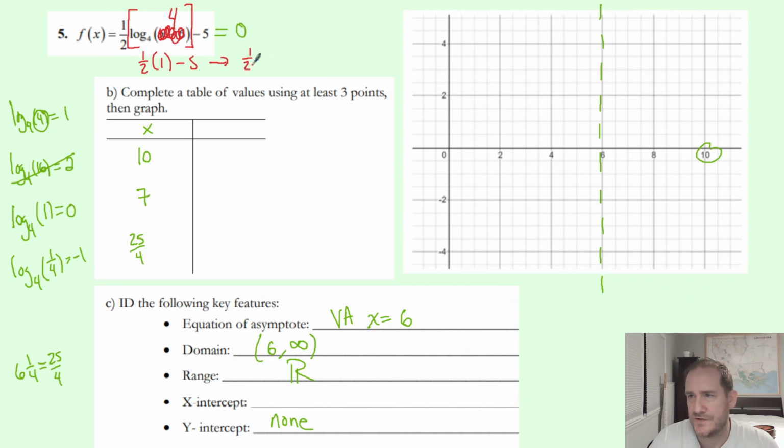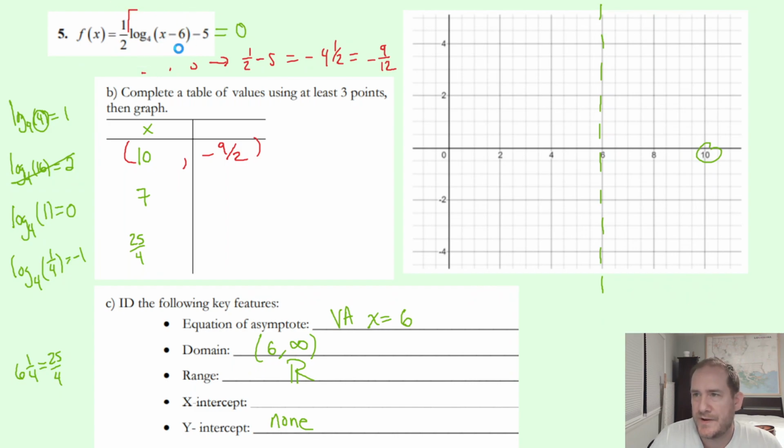Almost got that wrong. So 1 half minus 5 would be what? Negative 4.5, AKA negative 9 halves. And so there's your first ordered pair. We could plot that to start thinking about our graph.